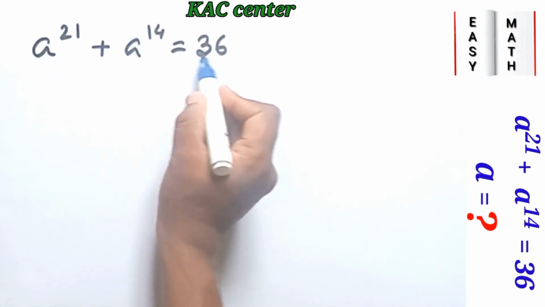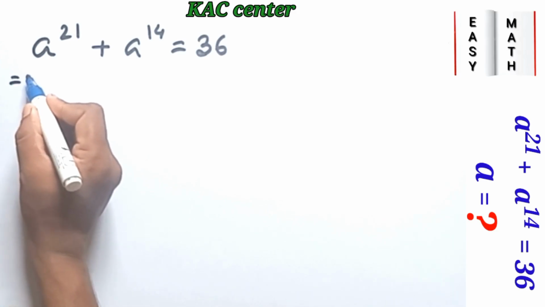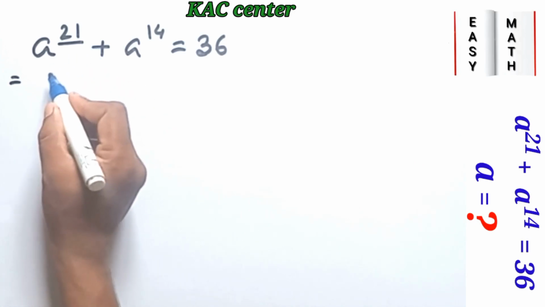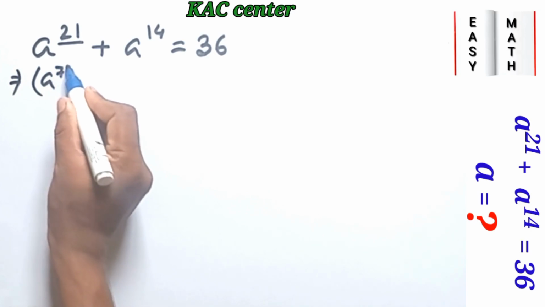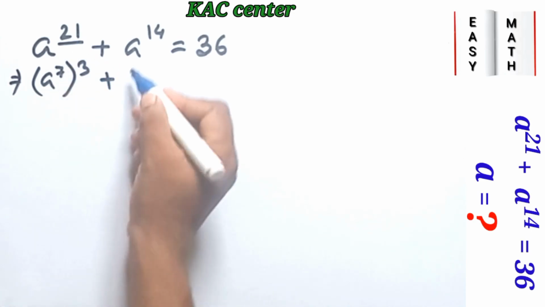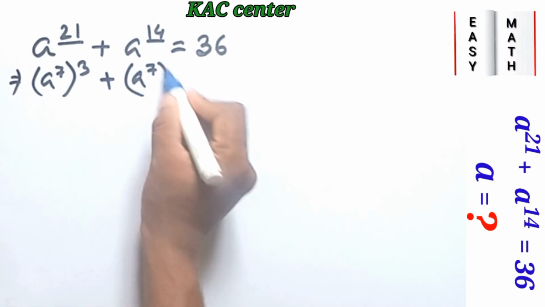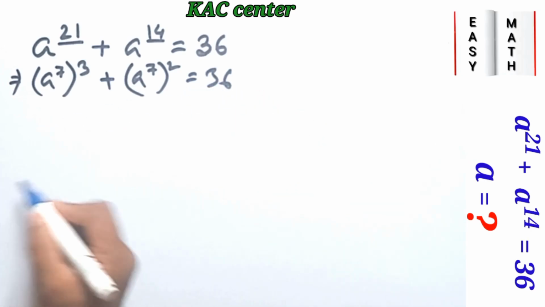From this equation, find out the value of A. First, we can write this 7 into 3, so we can write this a to the power 7 power 3. 7 into 3 is 21, and this we can write 7 into 2, so 7 into 2, and this is the 36.